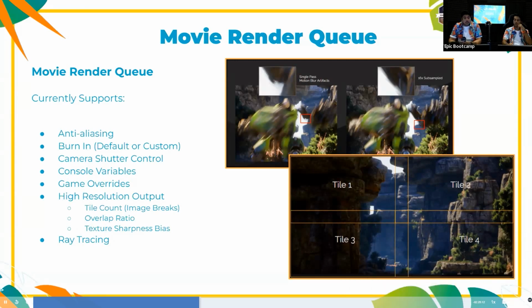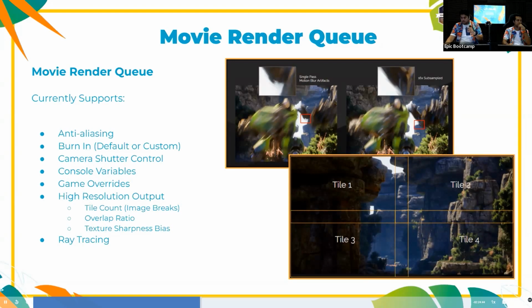Also, we can create high resolution outputs. You can create tile counts of the image. What it will do is take each image and re-render it in smaller elements, and then you can combine them. And also you will have all the information about ray tracing. I know so far ray tracing sounds like a lot, but ray tracing also includes path tracing. So it's a fairly important thing to do.